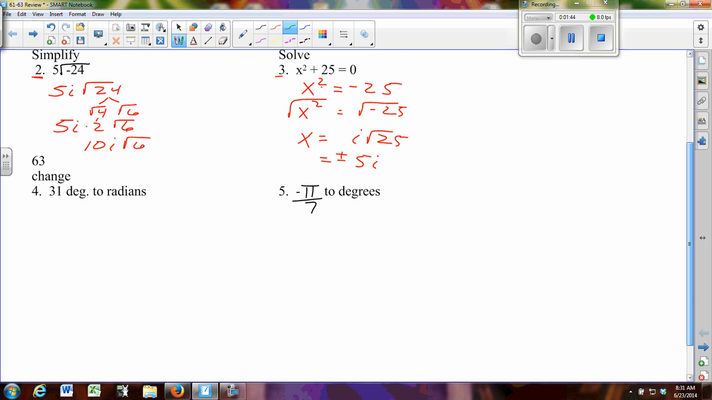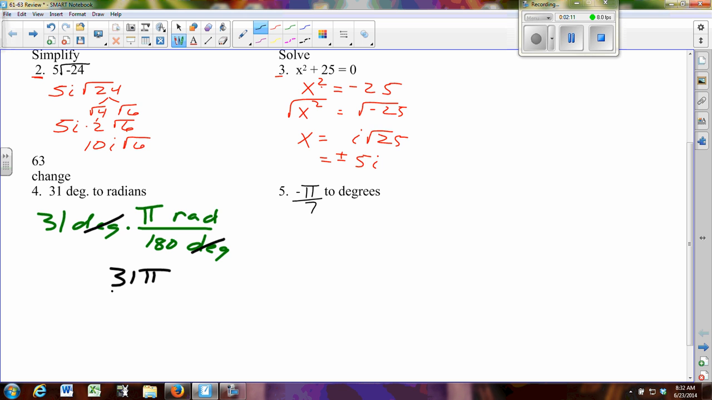To change 31 degrees to radians, so 31 degrees. I want to get rid of degrees, so I put degrees on the bottom. I want to change it to radians. I know pi radians is 180 degrees. This way my degrees cancel. I'd have 31 pi over 180 radians, because now I'm left with radians.